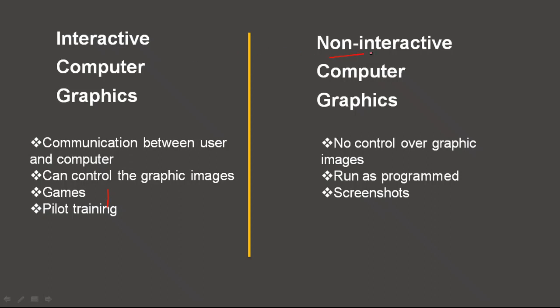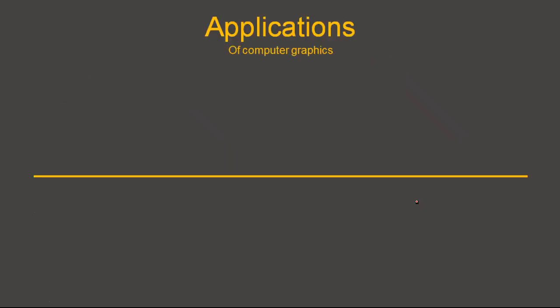But what about non-interactive computer graphics? In non-interactive computer graphics, you cannot interact with the computer. That means you cannot control the computer. You don't have control over the graphic images. So there is no communication between user and the computer. It runs as it is programmed. For example, a screenshot or watching a movie is non-interactive computer graphics.